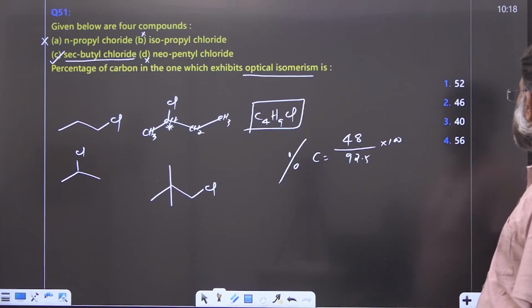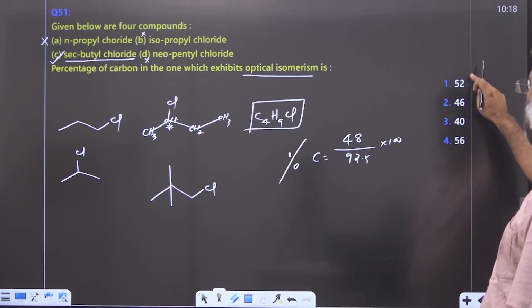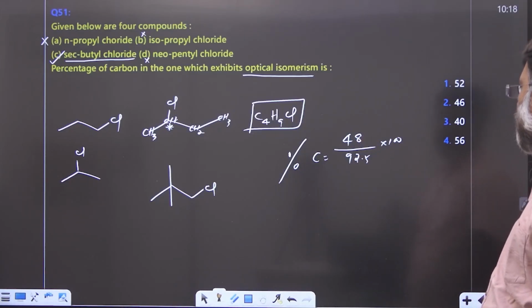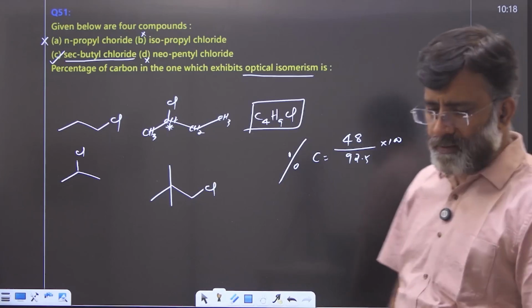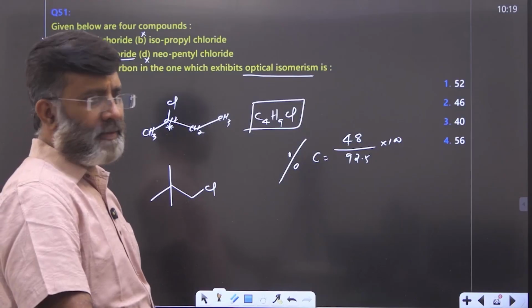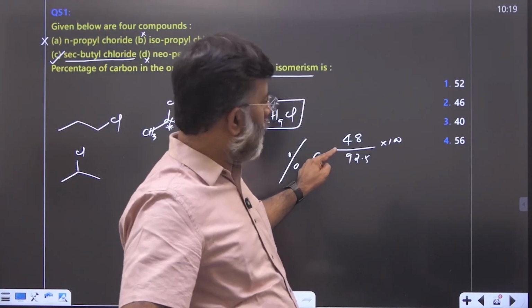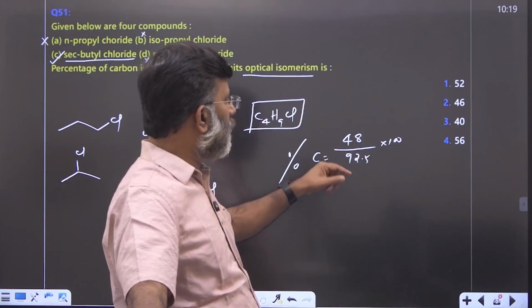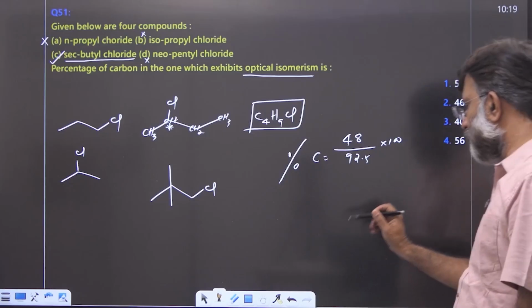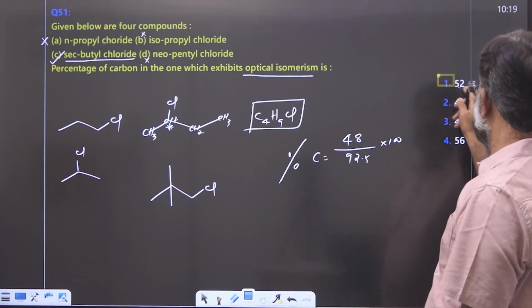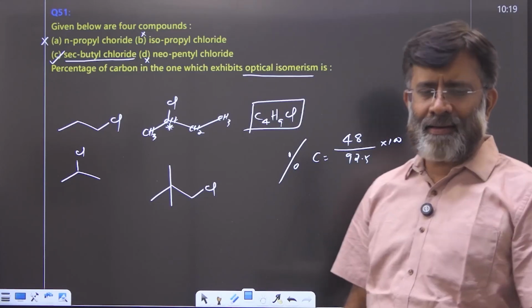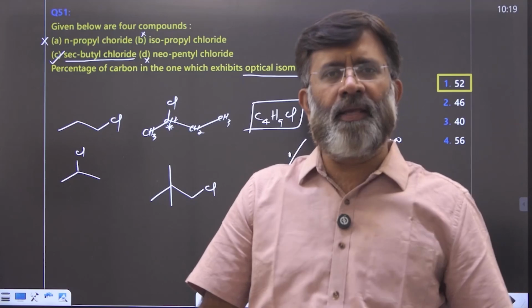So nearly 50%, but there are two choices. Option 1 is there, option 2 is there. Nearly 50, look, 50, nearly 100, right? So what will be the correct answer? Is it below 50 or above 50? If it is 96, it is 50%. It is 92, so just above 50. There are two options, 52 and 56. It will be 52%, slightly above 50. Option 1 is the correct answer.